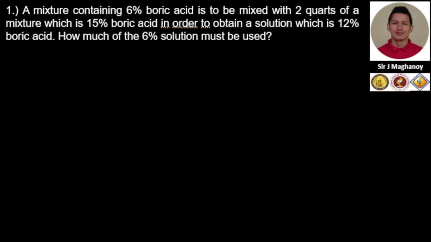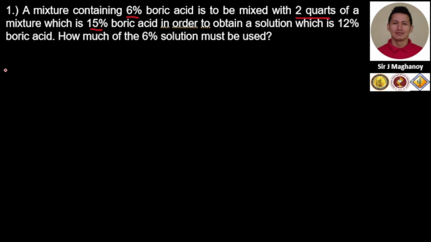Okay, so in dealing with a mixture problem, there are two facts that we need to deal with. That is the percent of each mixture. What is the mixture? That is boric acid. And the amount of the mixture. In this example problem, what is the amount? 2 quarts.